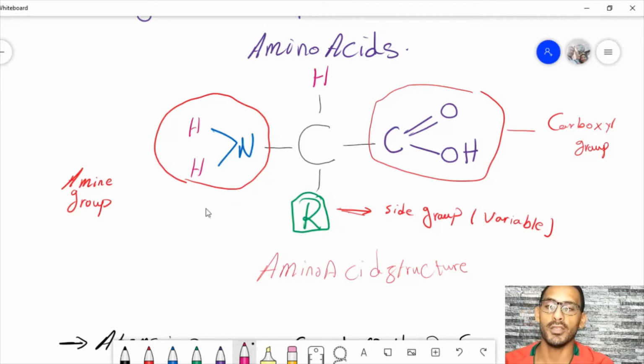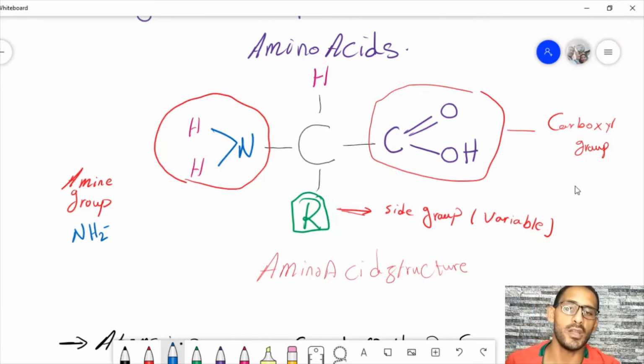On this side, you will find the amine group, the NH2 group, okay. So I'm gonna write it here in blue. This is the NH2 group. Okay, now this is the amine group. This is where the amino acid gets its name. Okay, specifically amine, amino. So this is where the name comes from.